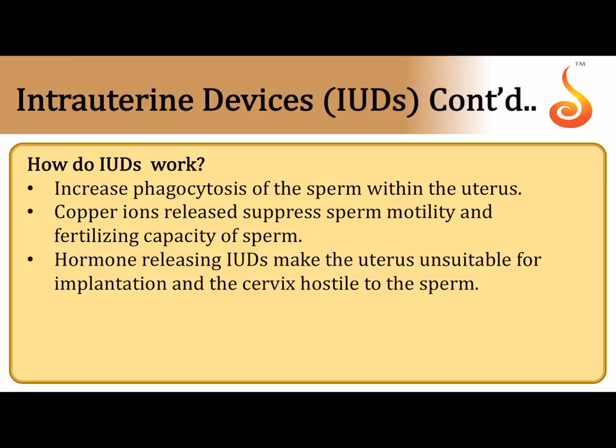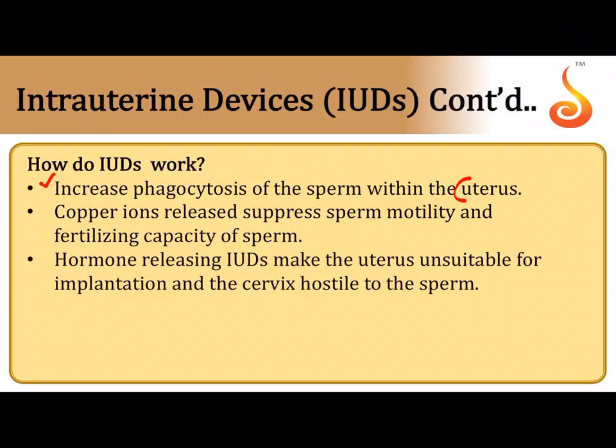I was telling you about non-medicated IUDs. Generally, the first point is common for all of the IUDs. First of all, it's a foreign substance sitting inside the uterus. It will irritate the lining of the uterus, and the lining will start producing WBCs, phagocytes, on its surface. And what will these phagocytes do? The phagocytes will start eating up the sperm. So IUDs increase the rate of phagocytosis of the sperm in the uterus.